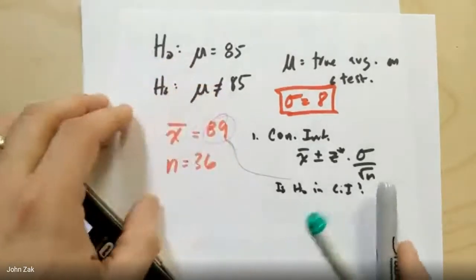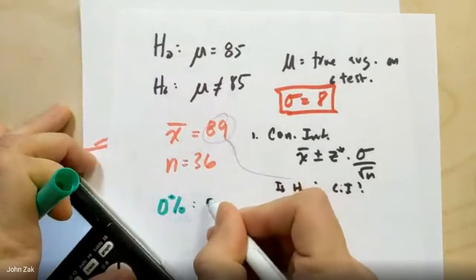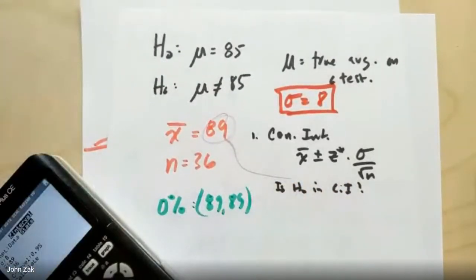Ready? All right, here you go. The 0% just for Liam, 0% level of confidence. Then my confidence interval would be 89 to 89. There you go. That's 0% confidence.